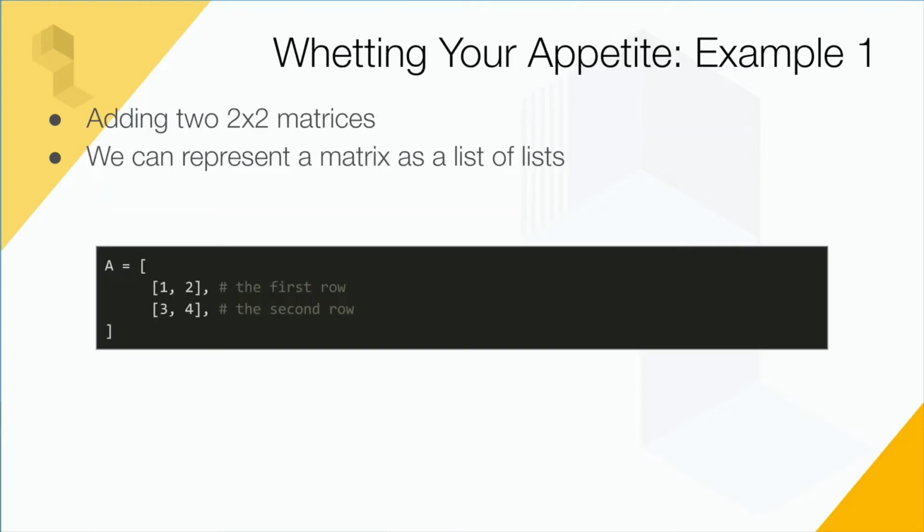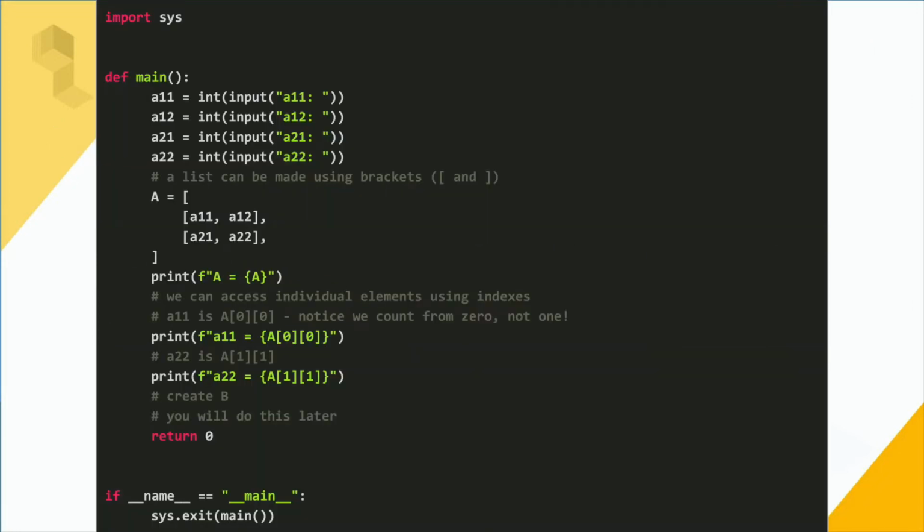Whetting your appetite. Example 1. Adding two matrices. Consider the problem of adding two 2x2 matrices together. Addition consists of performing element-wise addition. Our challenge is to first represent a matrix, after which we can add elements to produce the sum. The simplest way to do this is with a list. Python does not provide matrices as a type, but we can make a matrix by putting lists inside a list, just like this, which is a 2x2 matrix. This is our trick.